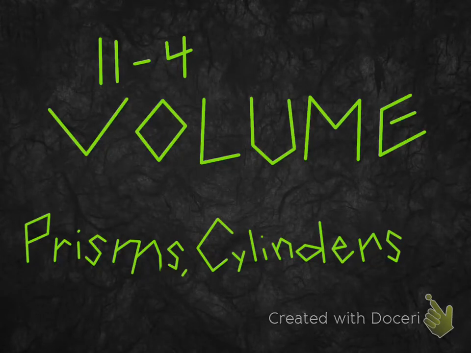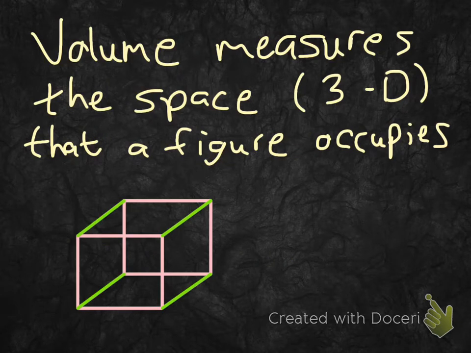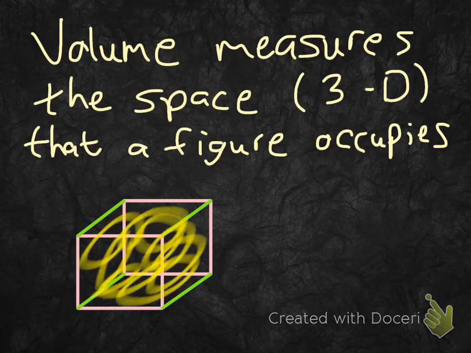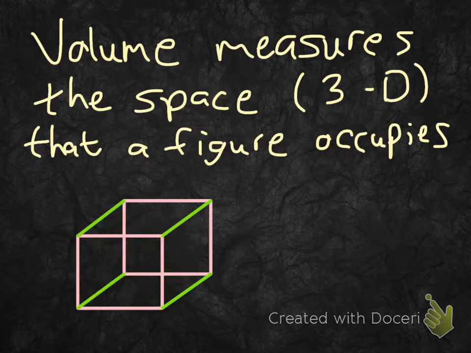Alright, well today we are talking about section 11-4, which is on the volume of prisms and cylinders. Let's get started. We've been talking about area a lot, so now we're switching gears to volume, which measures the space, which is a three-dimensional term, so the space that a figure occupies. So you're looking at the amount of space inside this box here. Right? So it's not just the area around it, it's how much can fit inside it.